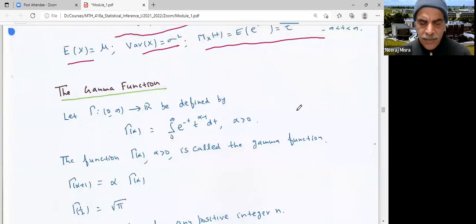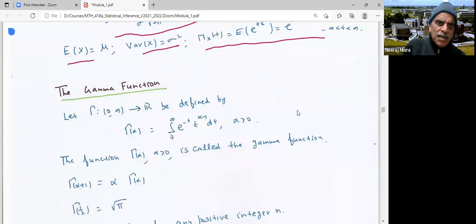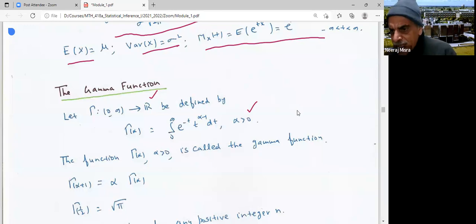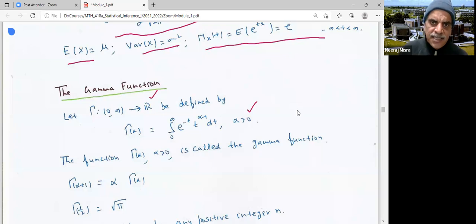Another important distribution is the gamma distribution, which is related to the gamma function. You know that the gamma function is a real valued function defined on 0 to infinity. And how do you define gamma? Gamma of alpha for any positive real alpha is defined to be the integral from 0 to infinity of e to the power minus t, t to the power alpha minus 1, dt. Now, a natural question which a mathematician or a statistician should ask is, what is the guarantee that this integral is convergent? Does this converge? I leave this to you.